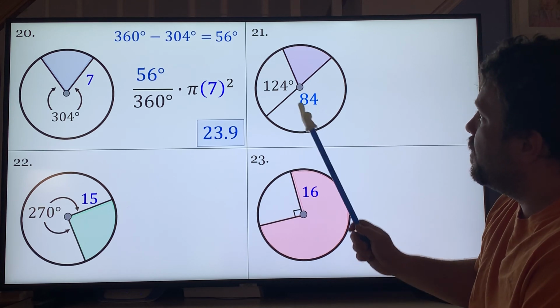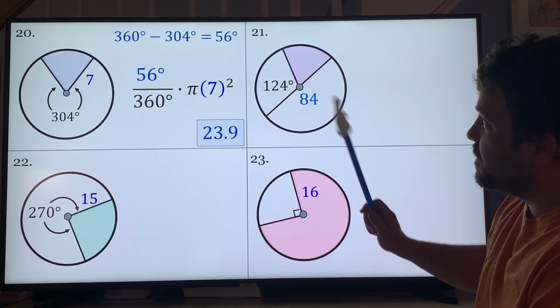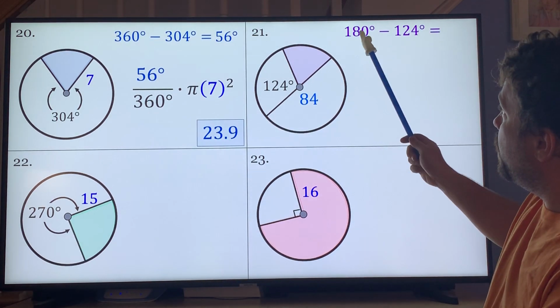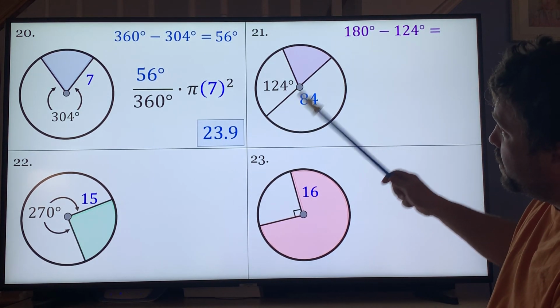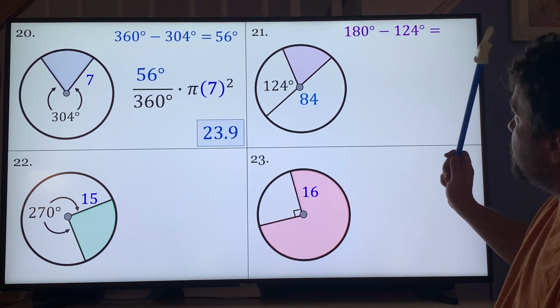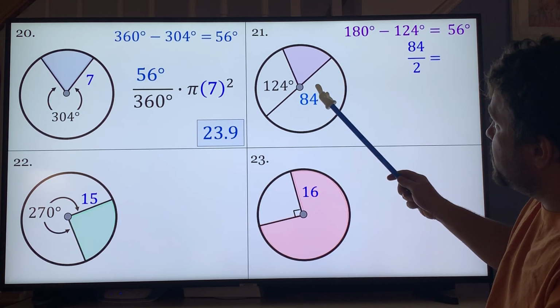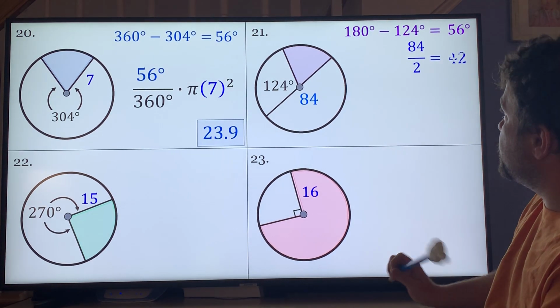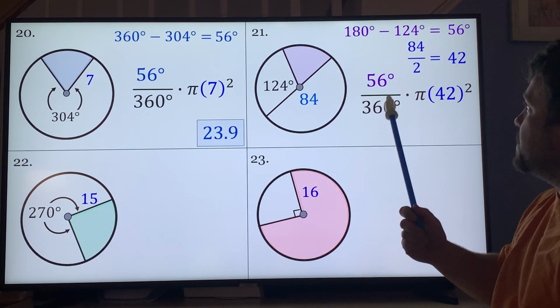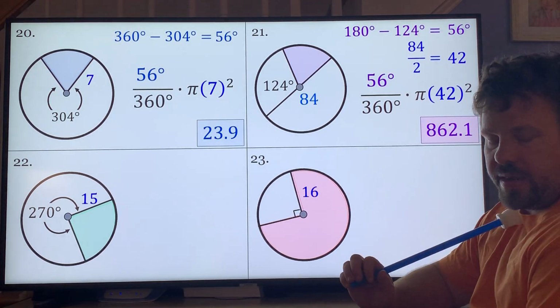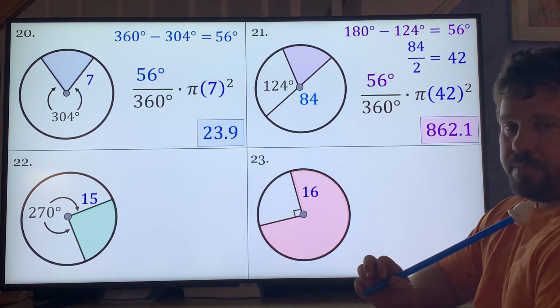21. 124 is not the angle we're looking for. We're looking for this angle. Since this whole thing right here is 180, a diameter gives you 180, a semicircle, so 180 minus 124. The angle we're looking for is 56. 84 divided by 2, because this is the diameter, gives us 42. So 56 over 360 times pi times 42 squared gives you 862.1.